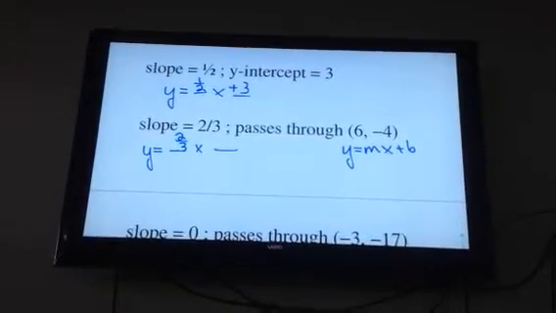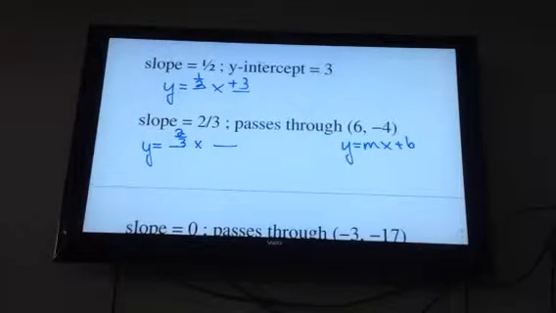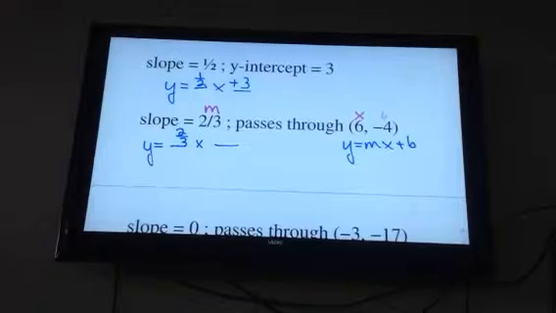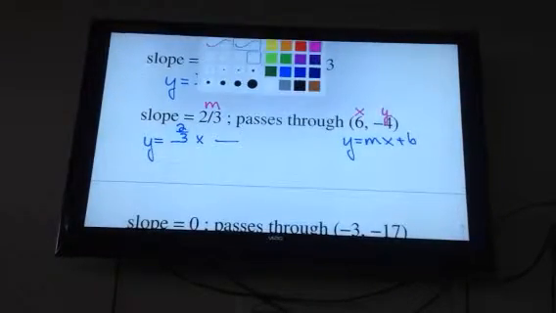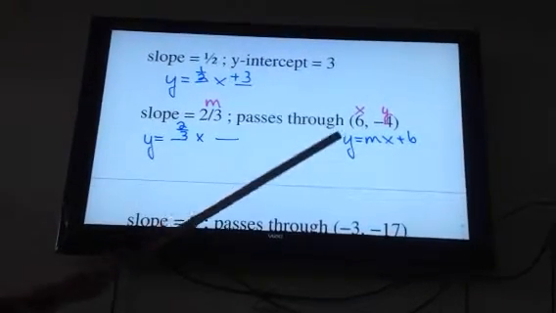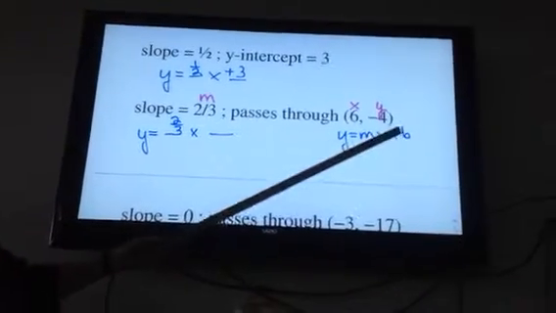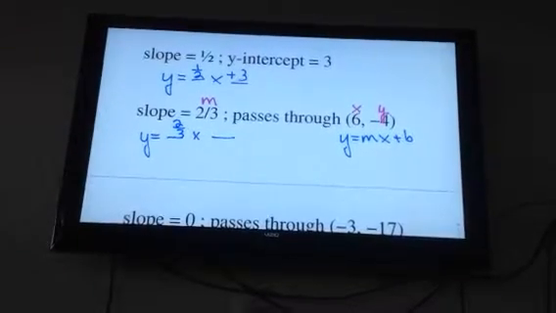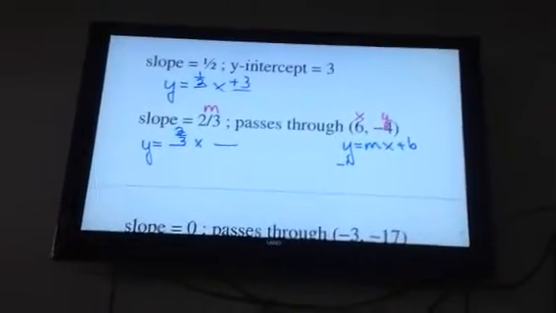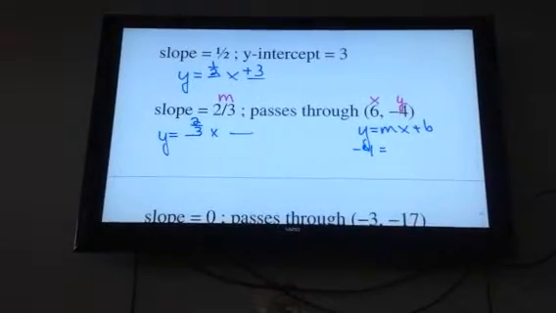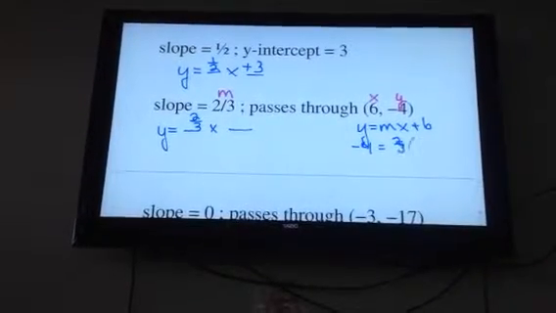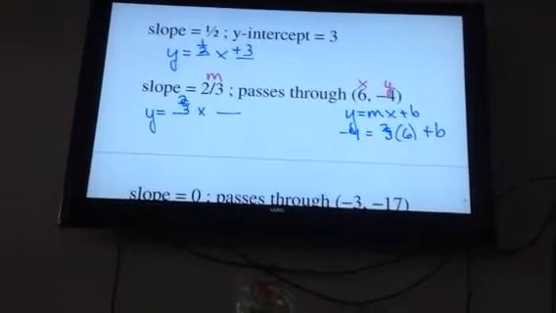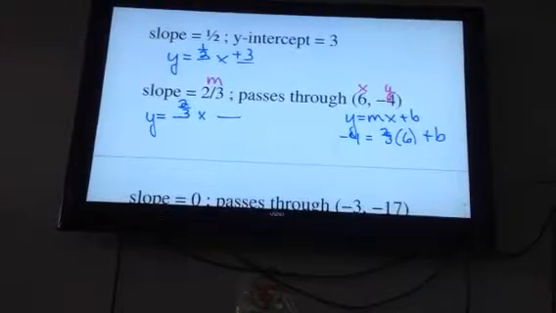So I can take this information, this being my m, this being my x, and this being my y, and I can plug that into this, and I can solve for my b. So my y, which is -4, my m, which is 2/3, my x, which is 6, plus b. And then I solve that.